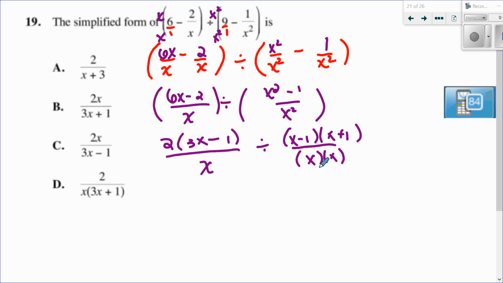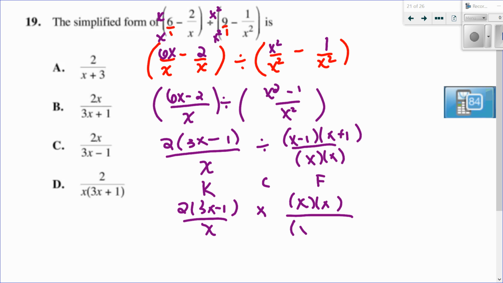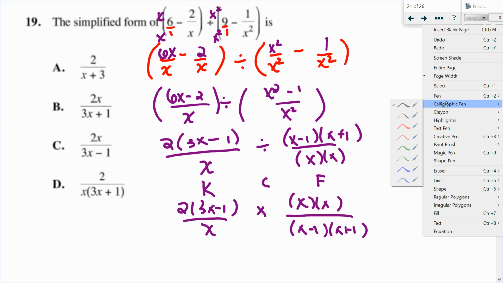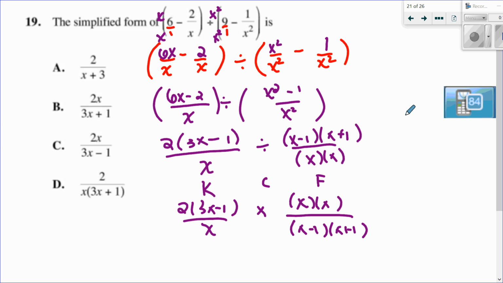x times x. Okay, so now I am going to keep Chewbacca fly. Keep my first fraction the way that it is. Change my division to multiplication and flip my second fraction. And then I'm going to look at what I end up getting. Okay, so it's multiplying, so all one big fraction. So multiply by x, divide by x. And let's see, I don't really have anything else, do I?